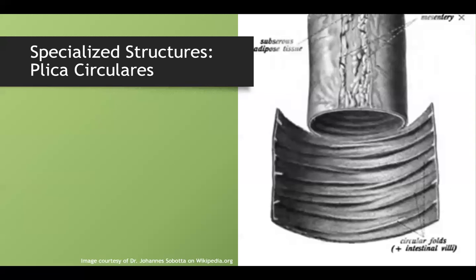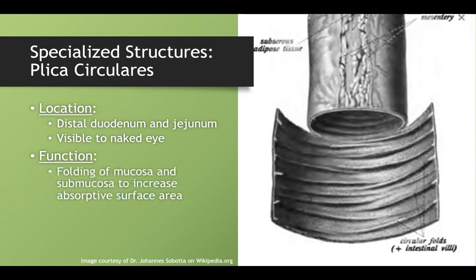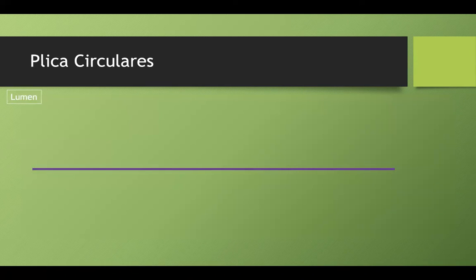Plica circularis are important for a different reason. They're located in the distal duodenum and jejunum, and the plica circularis can actually be visible to the naked eye. These folds of the membrane that you're going to see in a second can actually be seen not just under the microscope, but with the naked eye. The function of these is to increase absorptive surface area, which is especially important in a region like the small intestine. So if we have our lumen here, we have a villi, and remember surrounding our villi are microvilli to, again, enhance absorption.